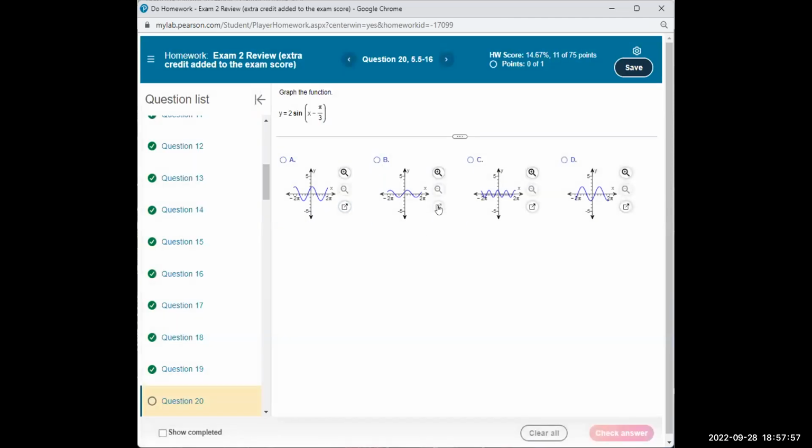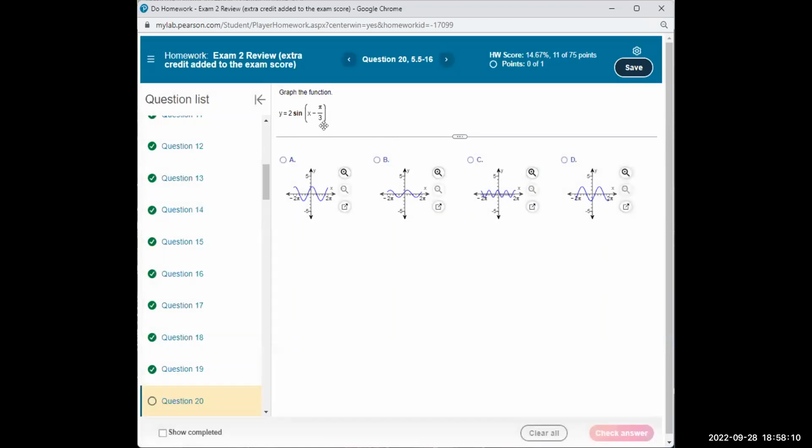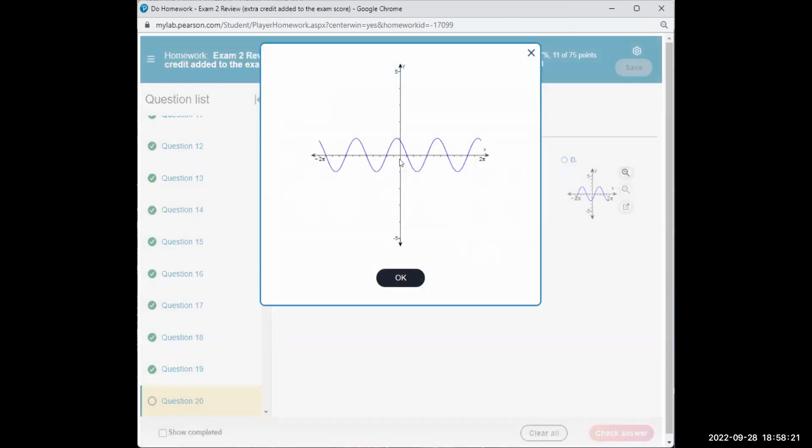Let's take a look at this one. This one looks like the same period and the same shift, but notice the amplitude is only 1. The amplitude on this one hasn't changed. So we have to have an amplitude of 2. So these two have an amplitude of 1, it looks like.